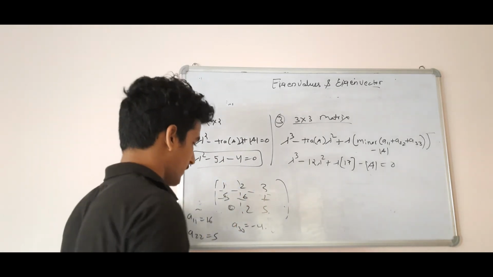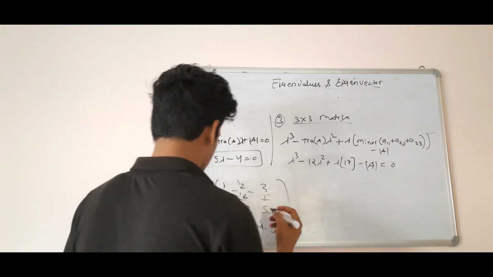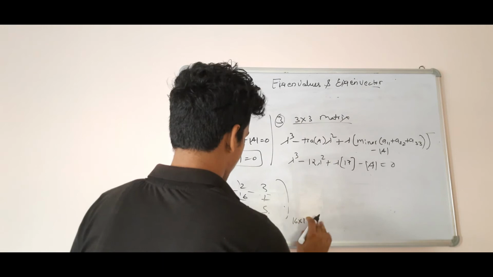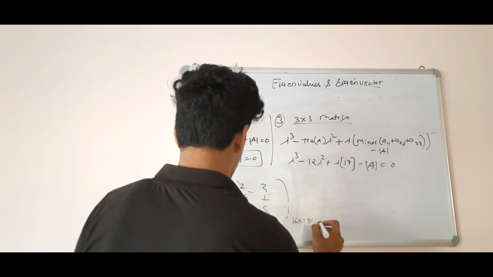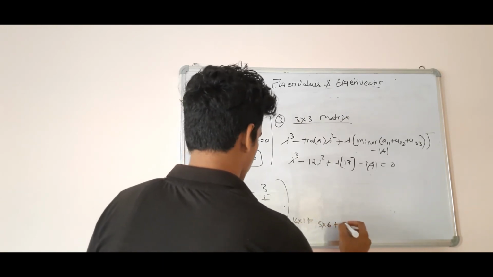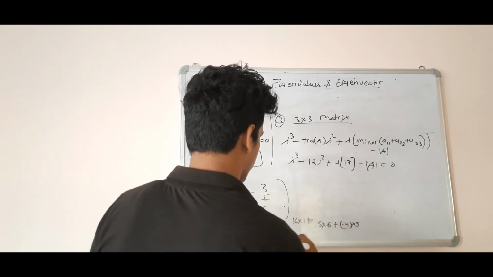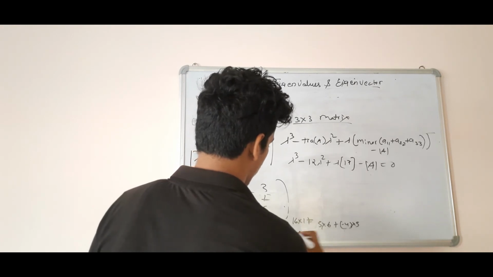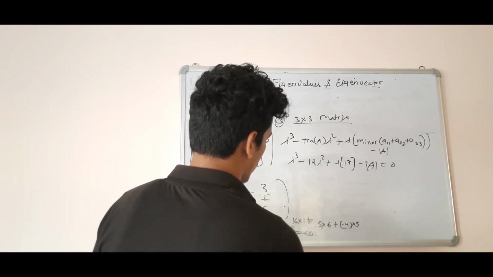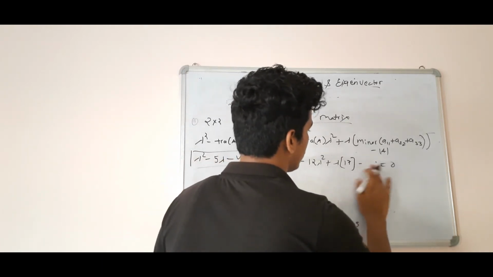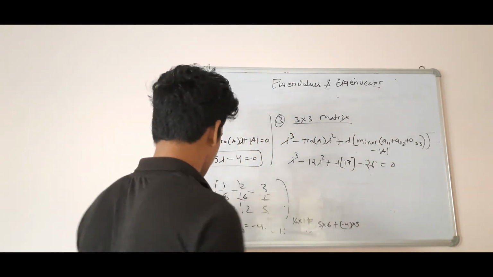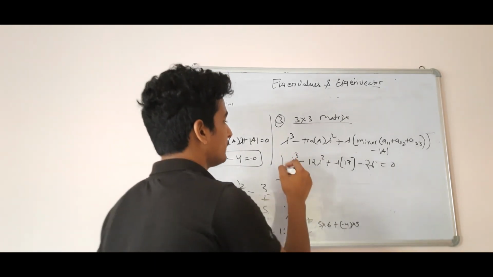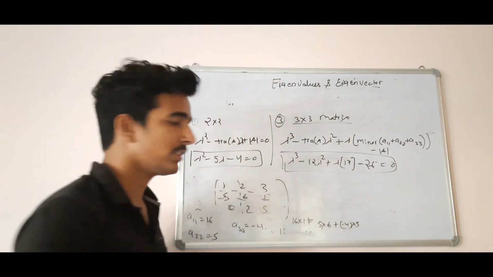We will find the determinant of this: 16 into 1, 16, plus 5 into 6, 30, plus 4 into 5, minus 20, so 10, 26. So the determinant of this matrix is 26. Okay, so this is my polynomial equation.